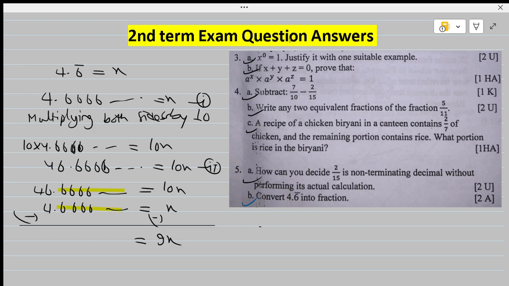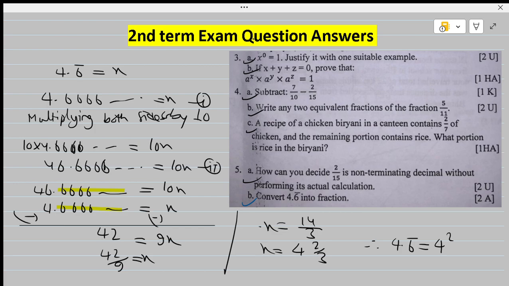And here also the same 6 is repeated after the decimal, so they will get cancelled as they are the same. And 46 minus 4, we get 42. So 42 by 9 equal to x. And x equals 3 4 is 12, 2 remainder 2 by 3. So therefore 4.6 bar is equal to 2 divided by 3.